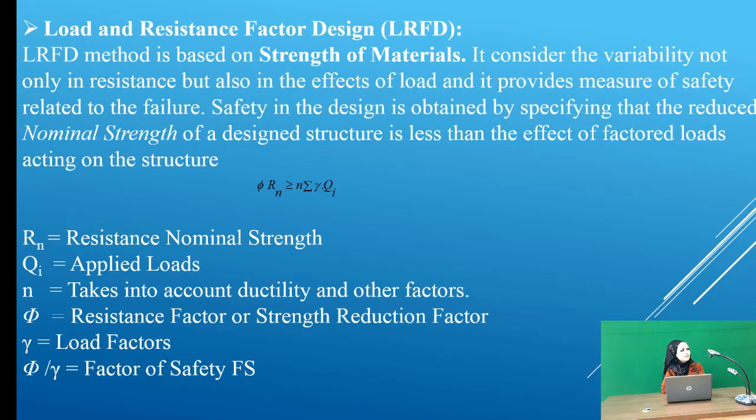Safety in the design is obtained by specifying that the reduced nominal strength of the designed structure is greater than or equal to the effect of factored load acting on the structure, which can be represented mathematically as phi Rn greater than or equal to summation gamma Qi. Rn represents the nominal resistance strength, Qi the applied load, and phi is the factor that takes into account ductility and other factors. Phi is the resistance factor or strength reduction factor. Gamma is the load factor. Phi over gamma represents the factor of safety.